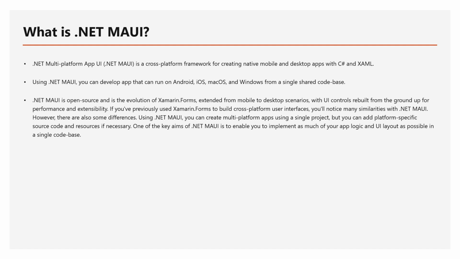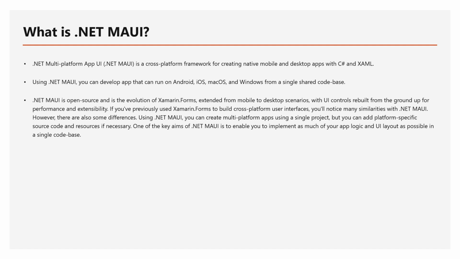We have previously used Xamarin.Forms to build cross-platform user interfaces. You will notice many similarities with .NET MAUI if you already use Xamarin.Forms. We can create a multi-platform app UI using a single project, but we can add platform source code as well. We will discuss this later when we create a new project with .NET MAUI. We'll see the different folder structures there, and how we can add our native code as well with that common shared code base.